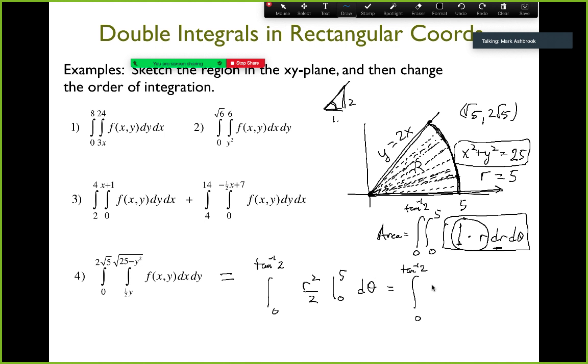And so then that's 25 halves minus 0 d theta. So now the integral is going to be 25 halves theta, evaluated at tan inverse of 2 and evaluated at 0, so it'll be 25 halves tan inverse of 2. Area of the region.